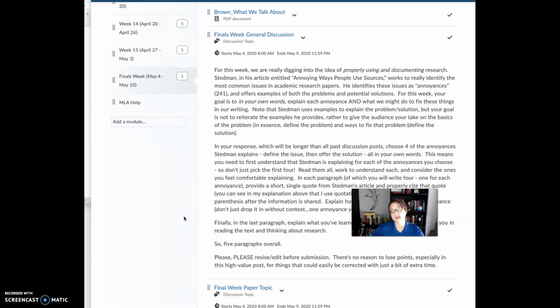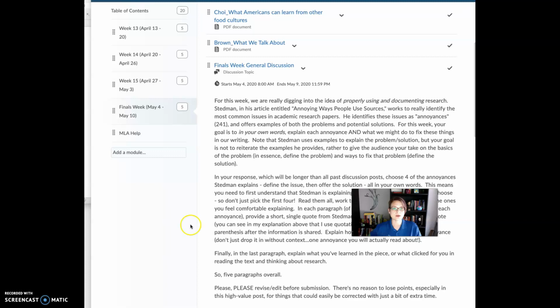So make sure that if you can, you're working in Microsoft Word to compose, then revise and edit your work, and then you can just copy and paste in the discussion area. That's just a practice I really urge you to consider, especially with so many of our classes moving forward online, okay? So make sure that you're doing some of that work. And again, if you have any questions about the finals week general discussion, then just let me know.